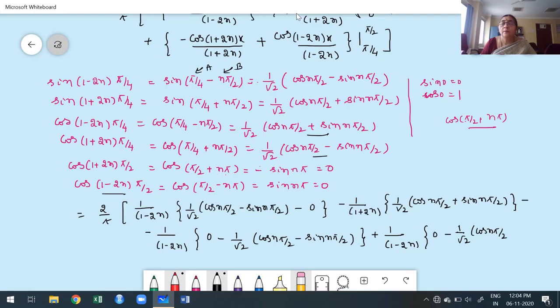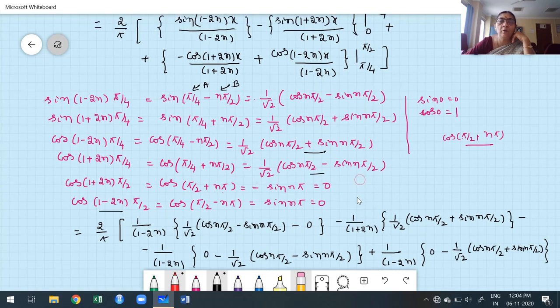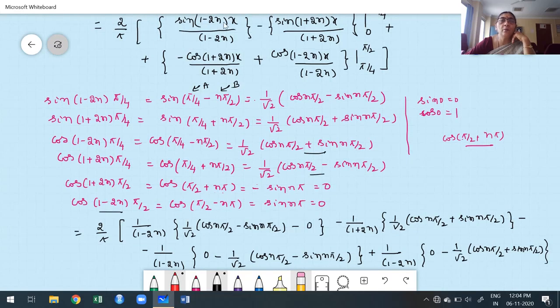Observe carefully for this. Now what are we going to write? Cos of 1 minus, this is plus, n pi by 2. Now observe carefully. Sine of 1 minus 2n into pi by 4. What is sine of 2n minus 1 into pi by 4? Minus sine 0 is 0.